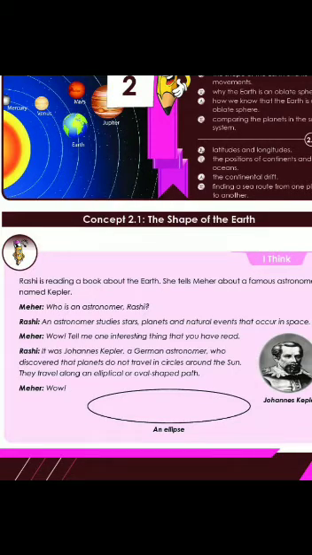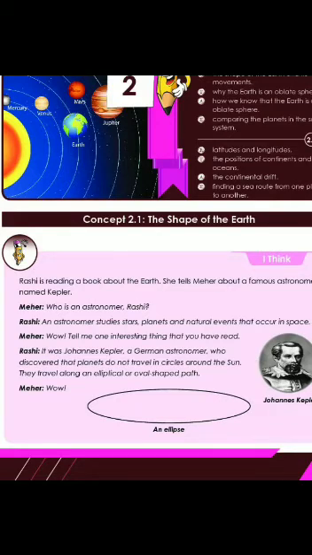The key points being why and how the earth is in the shape of an oblate sphere. Secondly, what are the two movements of the earth? Thirdly, we would compare the different planets in our solar system.